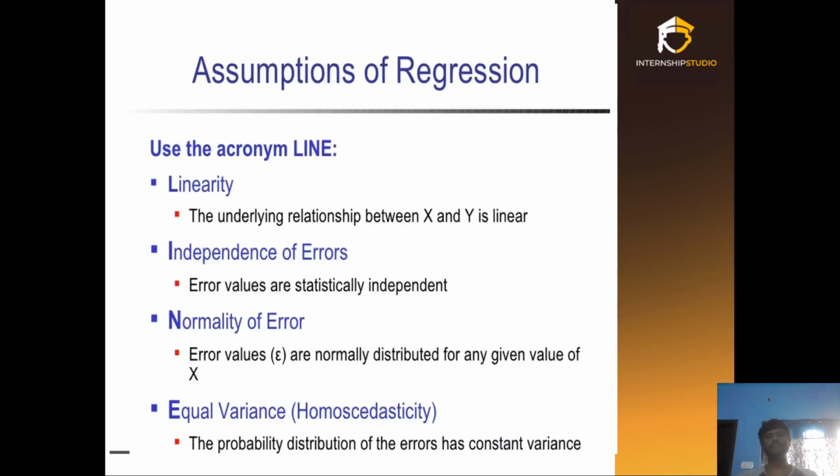And what are the different assumptions of regression? If you want to remember them, there's an acronym, LINE. There are some assumptions that we make when dealing with regression. First is linearity: you should have an underlying relationship between x and y, and whatever the relationship is, it should be linear. Then independence of errors: whatever errors you are seeing should be statistically independent of each other. And there should be normality of errors: the error values should be normally distributed for any given value of x. And there should be equal variance.